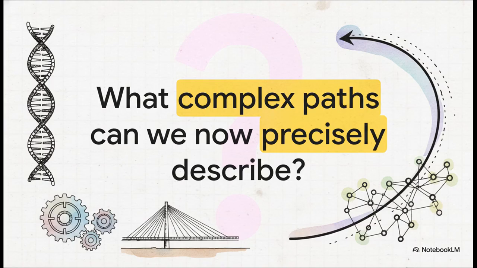So we'll leave you with this final thought. We've just unlocked a mathematical tool that lets us assign a specific number to the shape of any path. So the real question becomes, now that we can measure a curve so precisely, what kind of complex paths in physics, in engineering, maybe even in computer animation, can we now start to describe, predict, and understand in a whole new way?